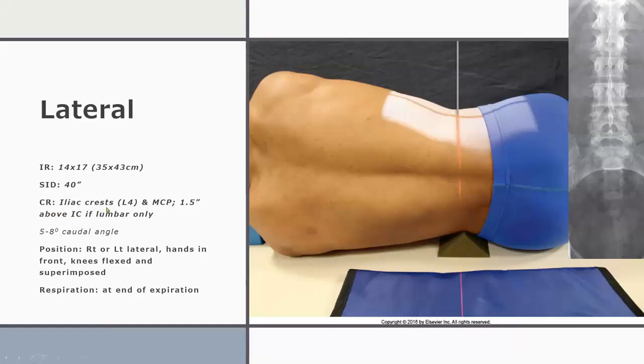So 14 by 17, 40-inch SID, we're going to center at the crest at L4-5 in the mid-coronal plane. Now, for an LS spine, they say at the crest, and that we should actually be about 1.5 inches above the iliac crest. So find the crest, which doesn't really make sense to me. Why would it be different than the AP? So you find the crest, go 1.5 inches above, now you're at L3, along the mid-coronal plane, so you are collimating from side to side.